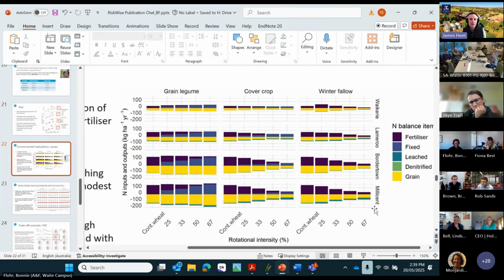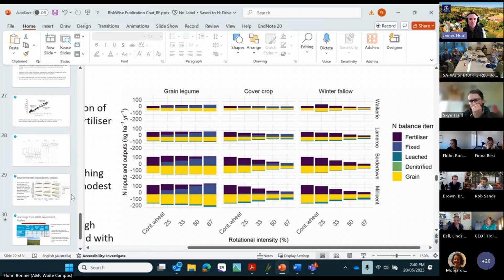And the losses of nitrogen in the legume systems are probably higher than they would have been if we had used a soil with a much lower organic carbon, because nitrate was mineralizing out when the cover crop or legume was growing. The crop wasn't necessarily taking it up.